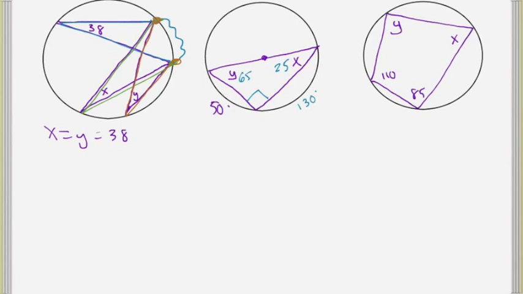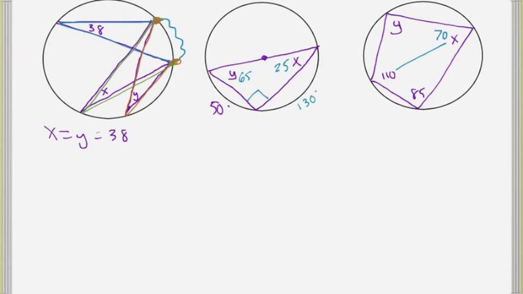X is 7. Why? Because it's across, adjacent from 110. Okay, so one of our corollaries said that angles that are opposite or across from each other in a quadrilateral, or four-sided figure, inside of a circle will need to be supplementary. Supplementary means to add to 180. So x is across from 110, which means it must be 70.